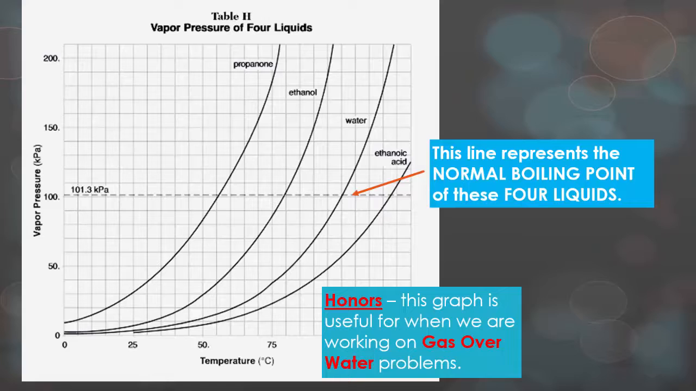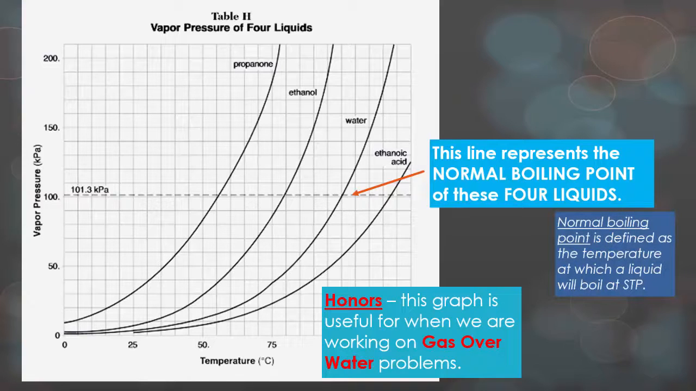So again, when we look at table H, that dashed line represents the normal boiling point for these four liquids at standard pressure, which is 1 atmosphere or 101.3 kPa. The normal boiling point is defined as the temperature at which the sample will boil. So if you ever forget what the boiling point of water, ethanol, propanone, or ethanoic acid is, this chart will tell you what temperature they boil.